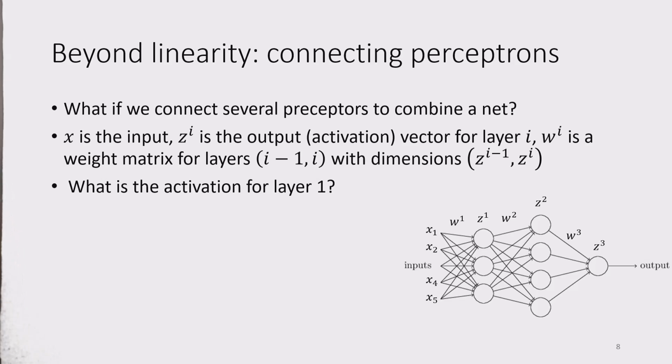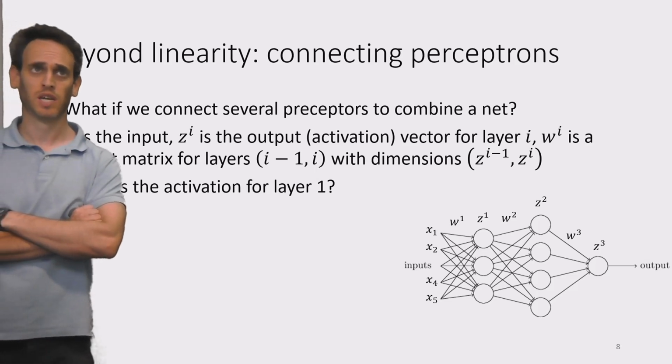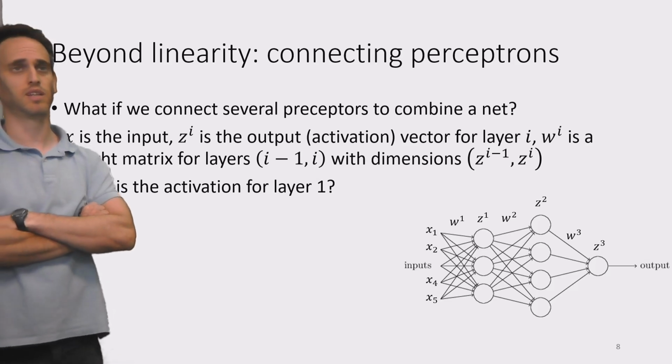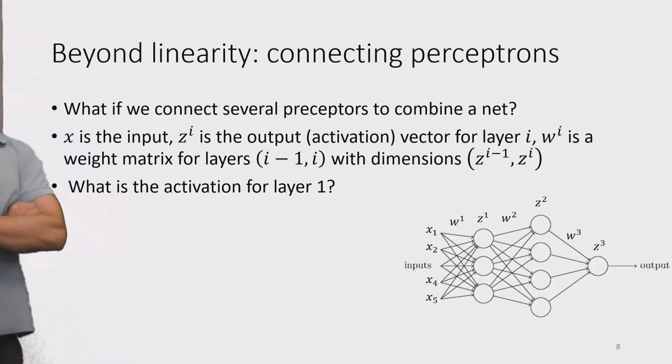Okay, so now we're trying to go beyond linearity, right? The assumption about linearity is a very limiting assumption. We would like to fit functions that are far more complex than a linear function. So let's try to address that. Let's try to connect several perceptrons to combine a network.